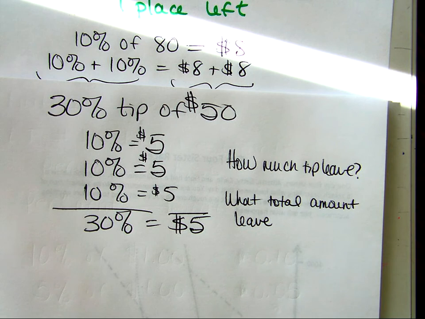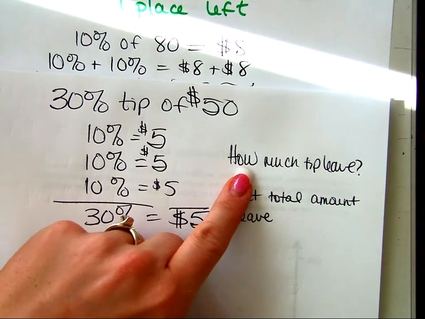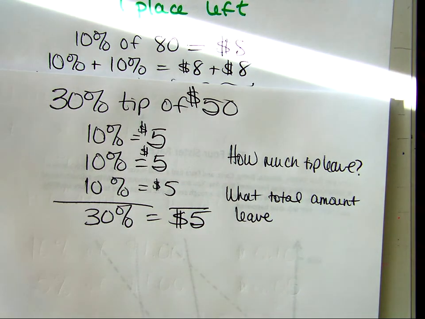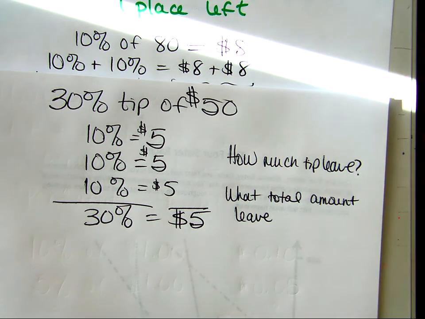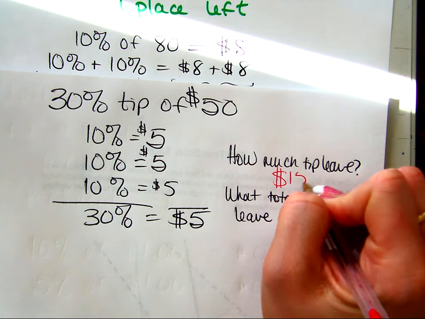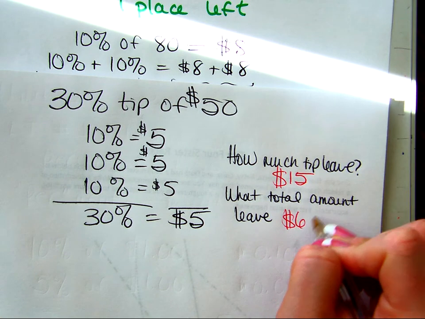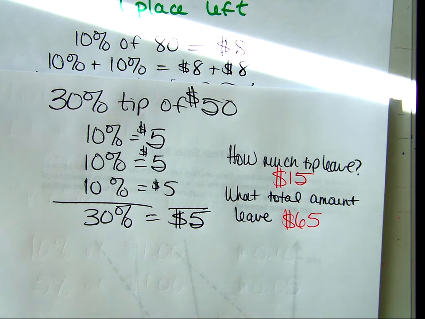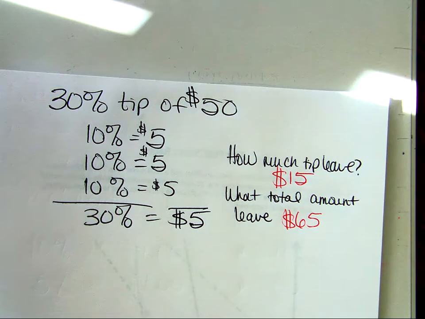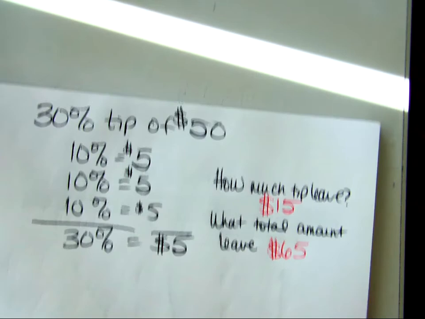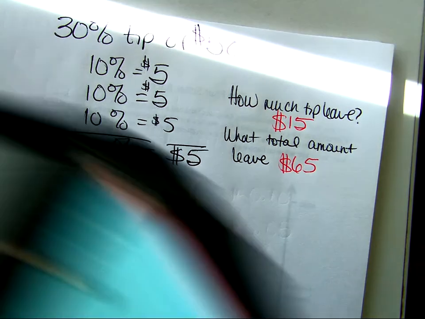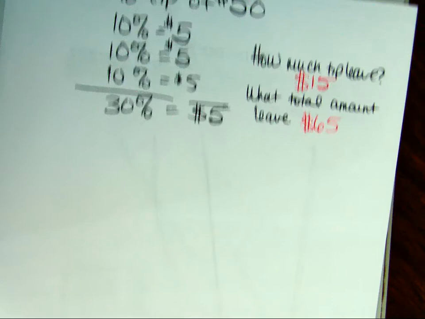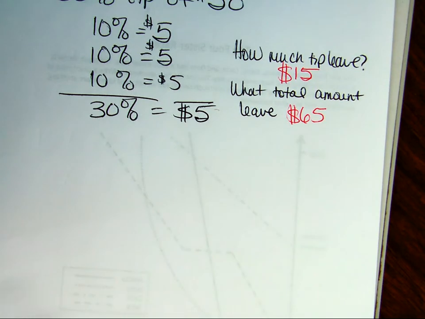Okay. So, how much tip do I leave? 50 bucks. How much total money do I leave? 65. Yes. I want you to see this. Where did $65 come from? The $50 that you paid for the food, plus the tip. Does everybody see that?